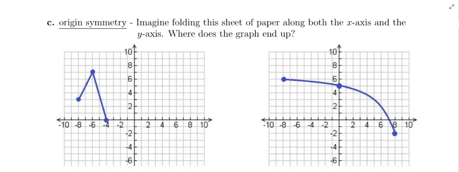Finally, let's sketch origin symmetry. So we've got our same two graphs. The directive here is to imagine folding the sheet of paper along both the x-axis and the y-axis. So where does the graph end up? So with origin symmetry, you are doing both flips about the x-axis and about the y-axis, okay?